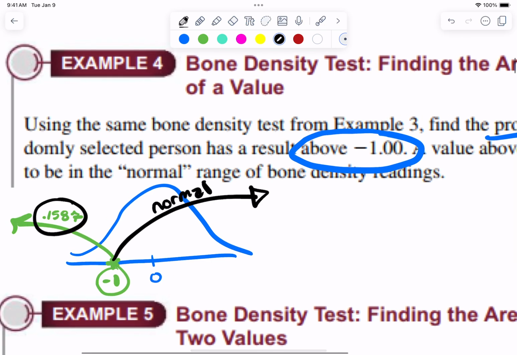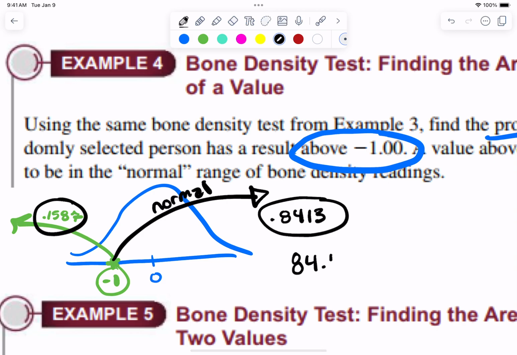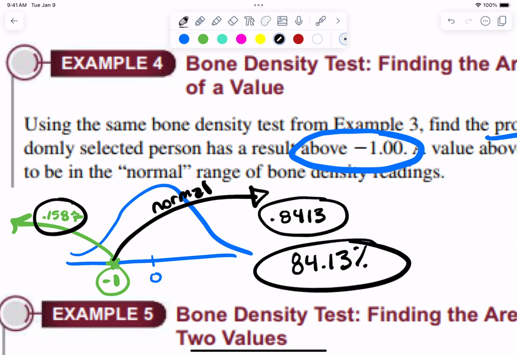If I subtract this from 100%, 0.8413, I think. Is that true? 0.8413. I don't care if you write it as 0.8413 or 84.13%. They're asking for what percentage of people are above that. So you have to look up the chart, look up below, then subtract it from 100%. Got it? Clear as mud?